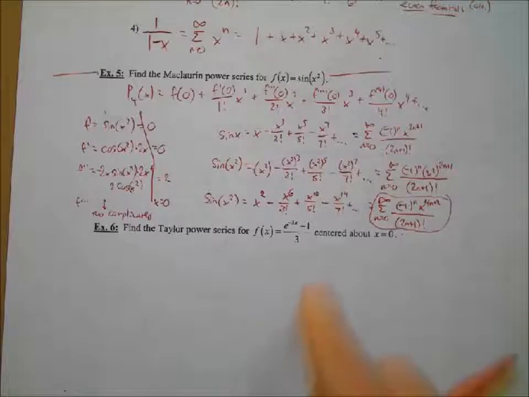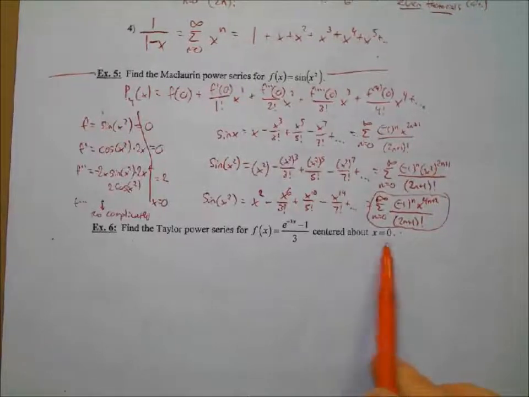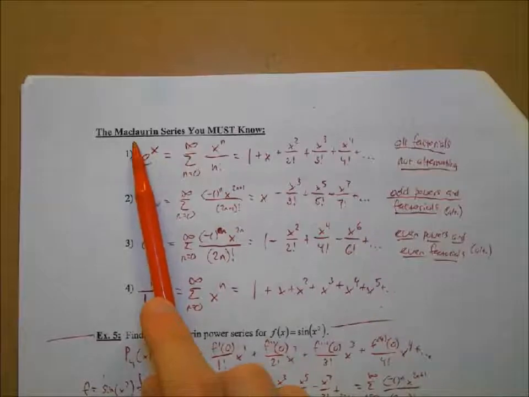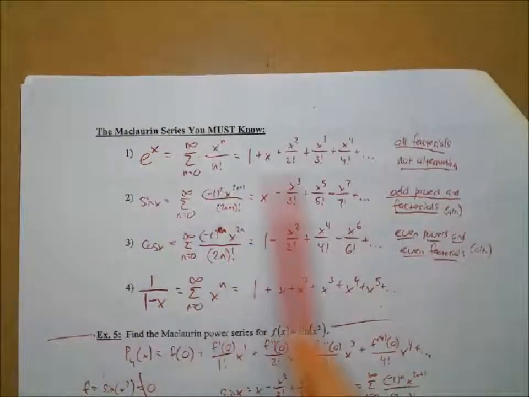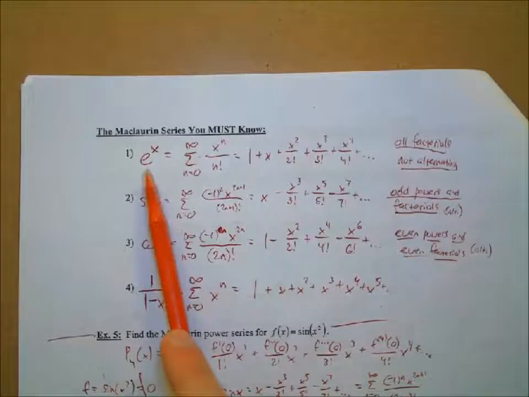Where should we maybe start with this one? What power series should we start with here? Of course, e to the x, right? Also important to note here, it's centered about x equals 0. This e to the x power series is the Maclaurin series, the series that describes e to the x centered about 0.